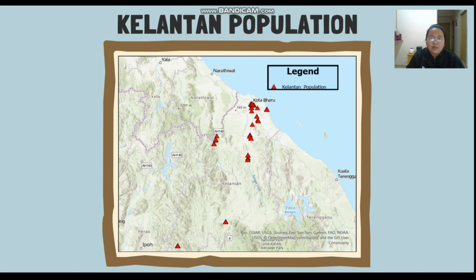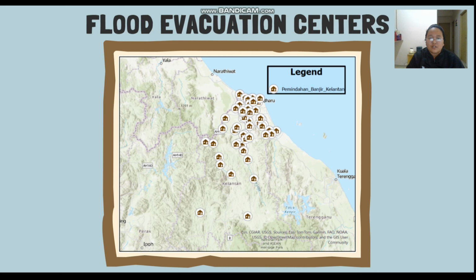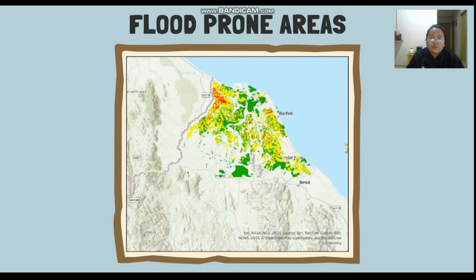So this is the output for the Kelantan population that we had collected as the red triangles. Next is for the flood evacuation centers, which is represented by the point data house symbol that you can see right here, the pusat pemindahan. Next is the image overlay of the flood prone areas that we had gathered from the Malaysian Space Agency geoportal.